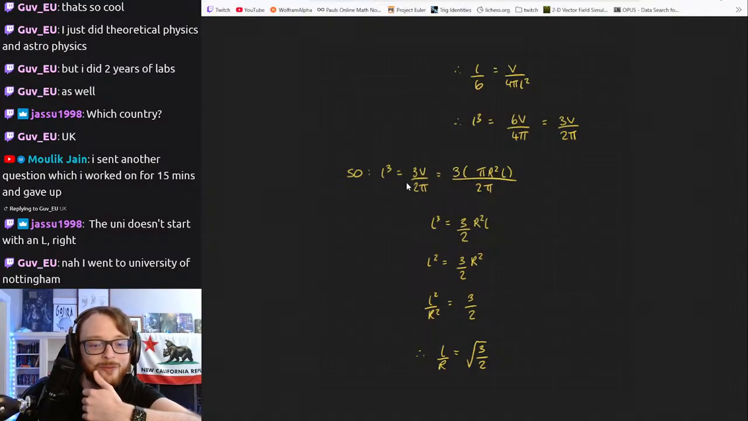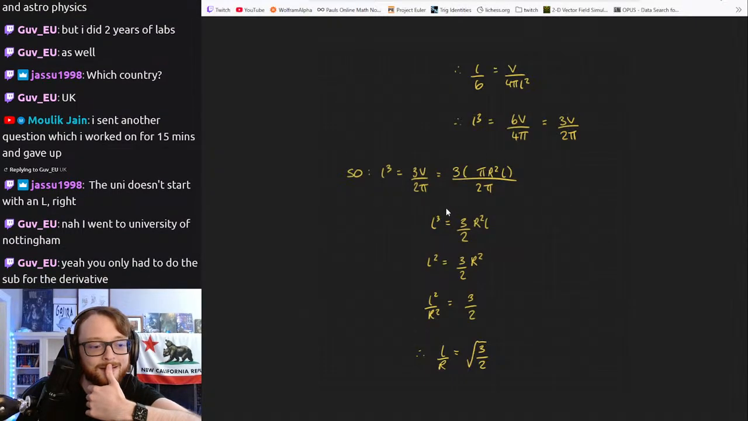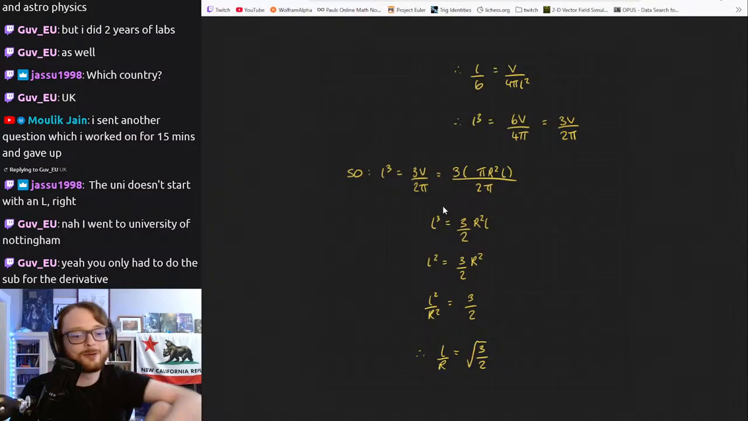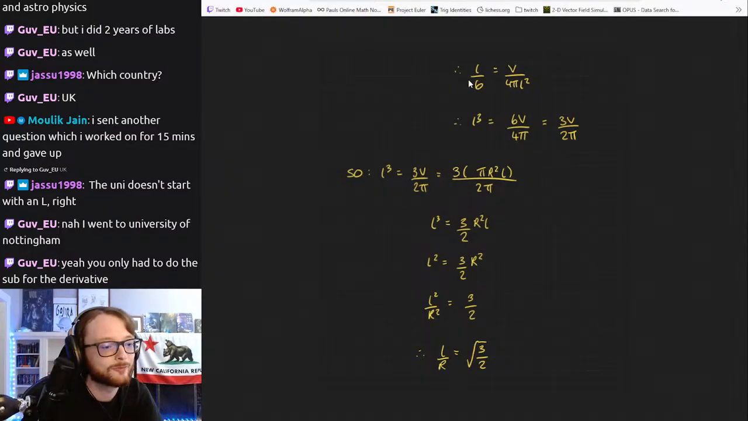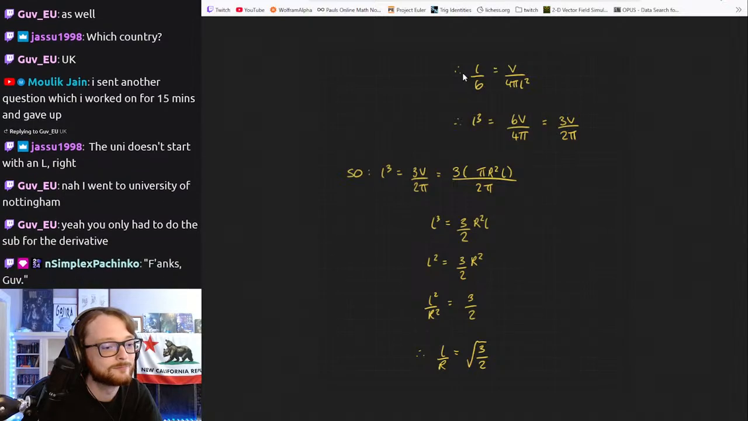So yeah, this is the stage here where I wasn't really sure if that would actually help or not, but it actually does. Okay. That makes sense. Thanks, Gov.